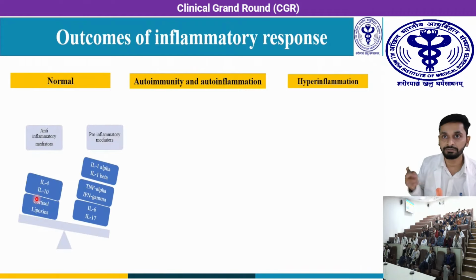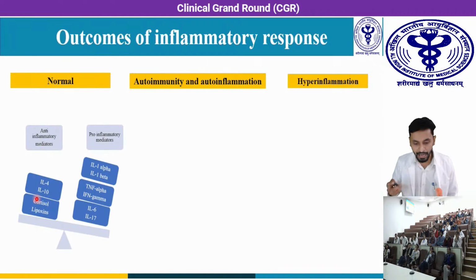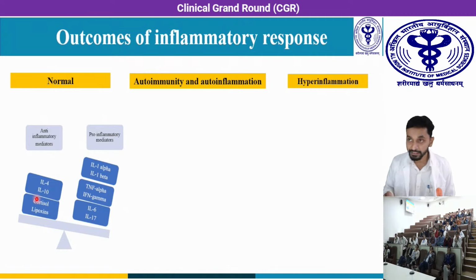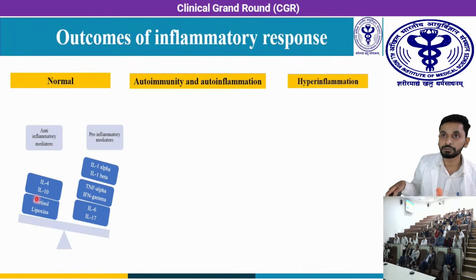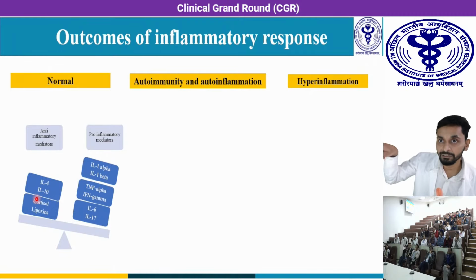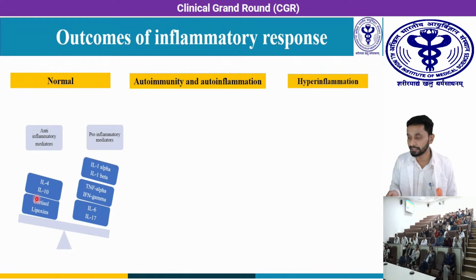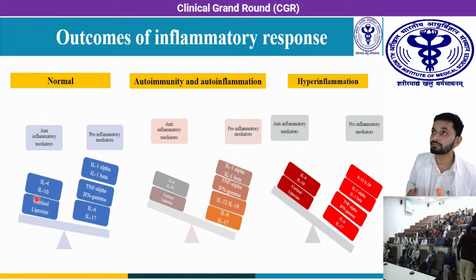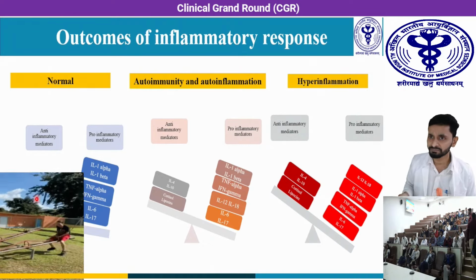To understand this, we should know about the balance between anti-inflammatory mediators and pro-inflammatory mediators. Here you can see that even in a normal individual, pro-inflammatory mediators are a little bit higher than the anti-inflammatory mediators. There is a minimal tilt. But in case of autoimmunity and autoinflammation, the tilt is getting bad. But in case of hyperinflammation, the tilt is getting even worse.